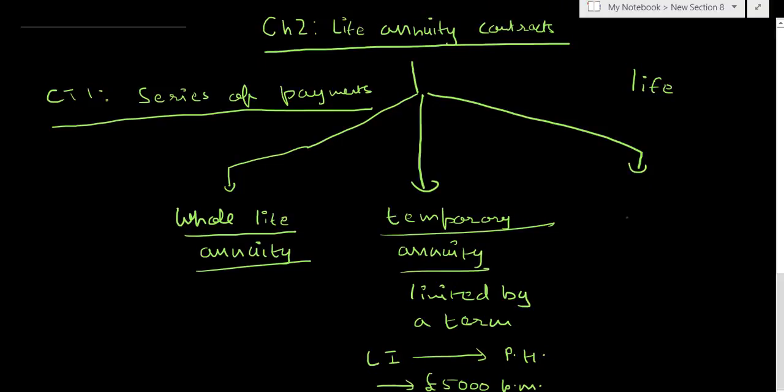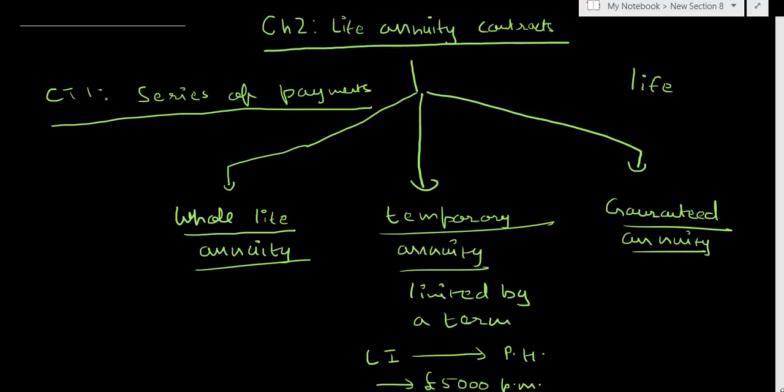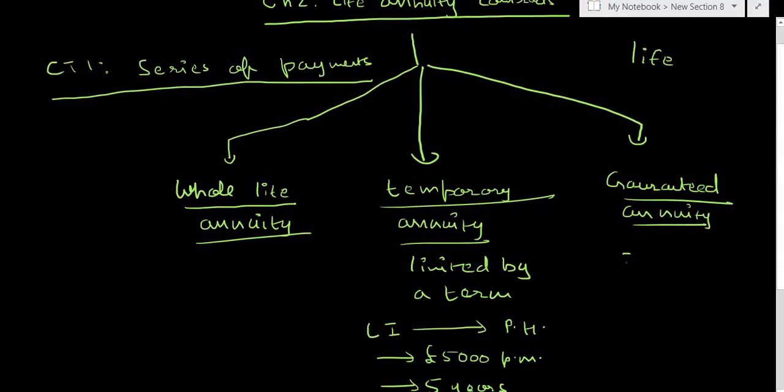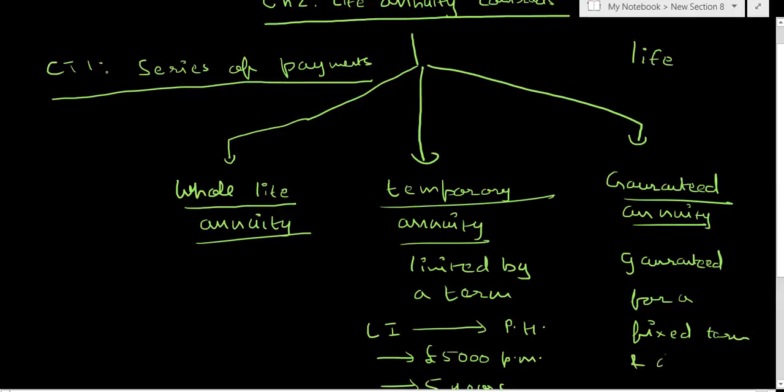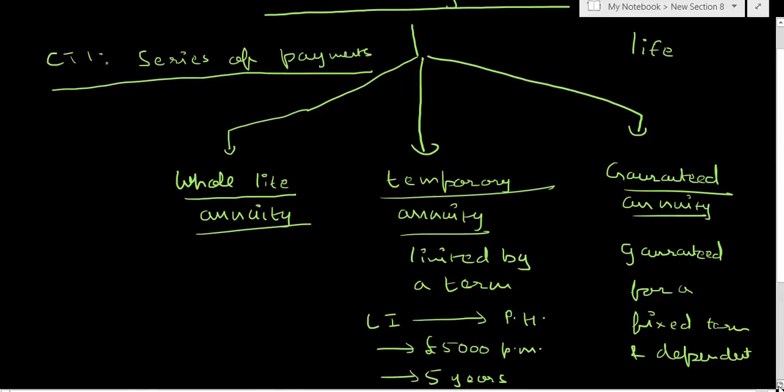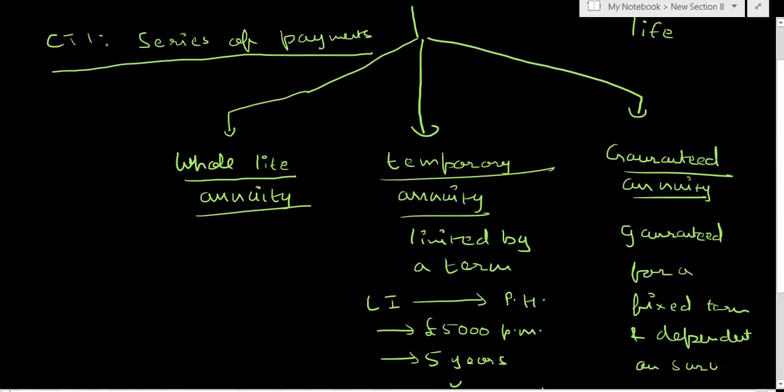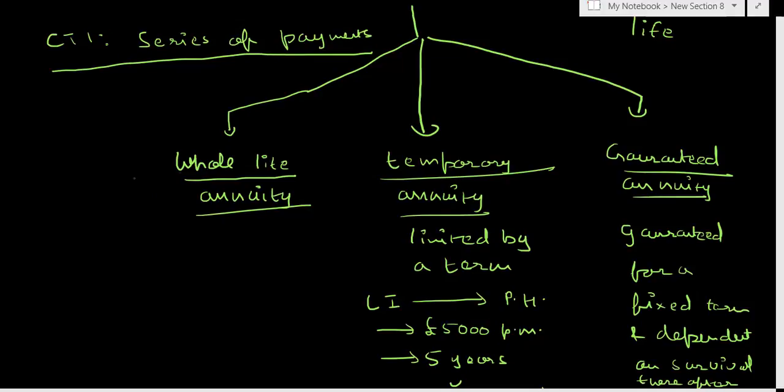Okay, so that is the deal with temporary annuities. Third type of annuity is a guaranteed annuity. This is just the opposite of temporary annuity. I'll tell you how it is the opposite. Under a guaranteed annuity, the payments are guaranteed for a fixed term and dependent on survival thereafter. So let's say the example, I'll be giving the example here.